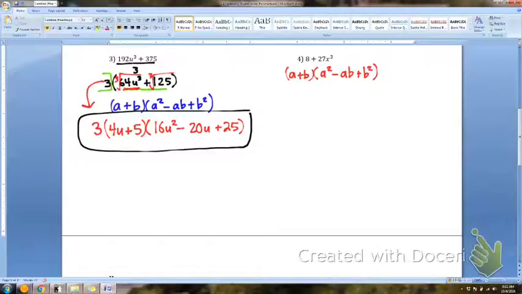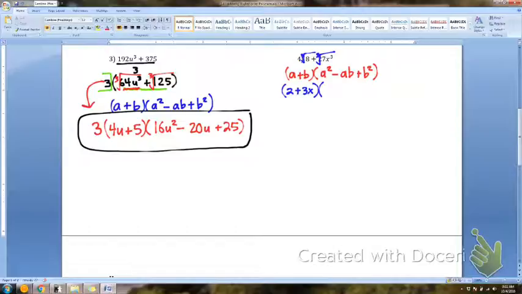So we're going to take the cube root of 8, and the cube root of 8 is 2. Then we'll take the cube root of 27x cubed. Well, the cube root of 27 is 3. The cube root of x cubed is x. Make it plus.